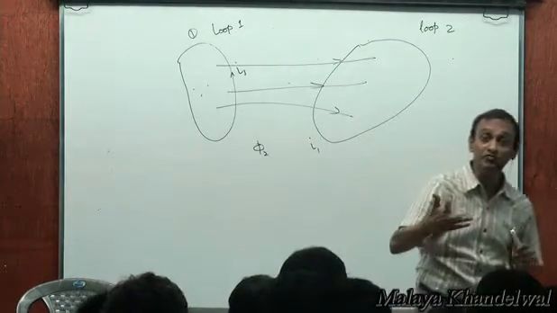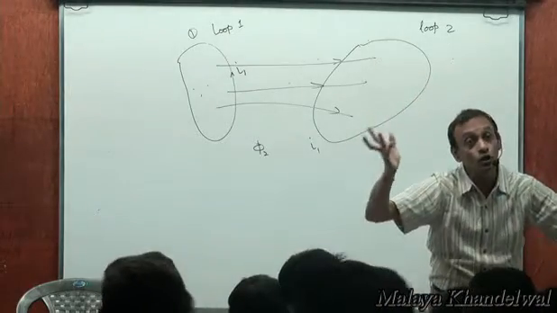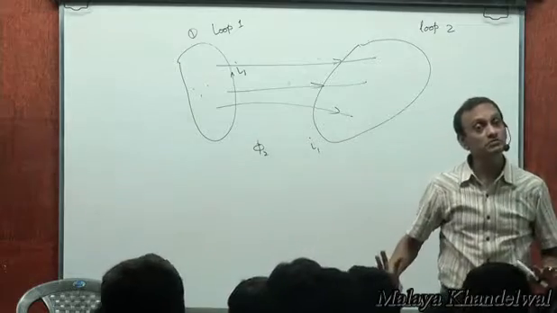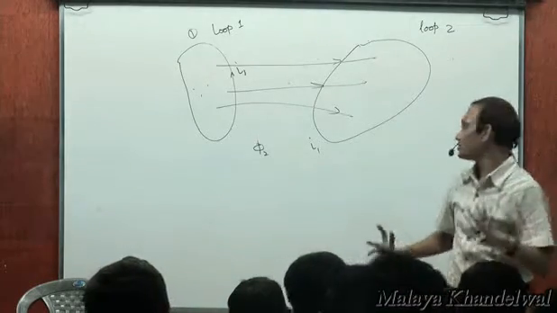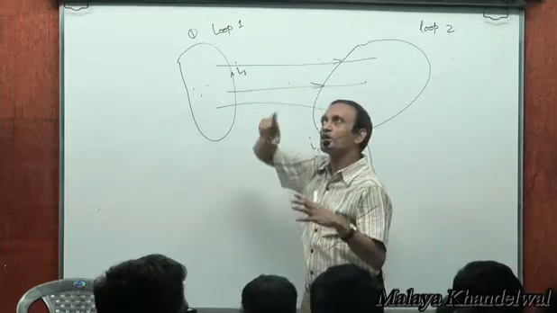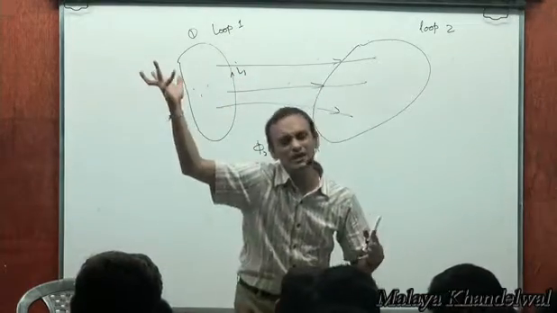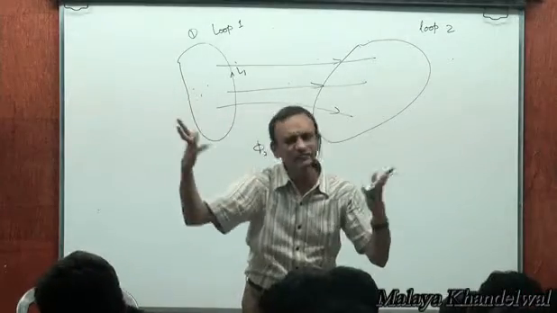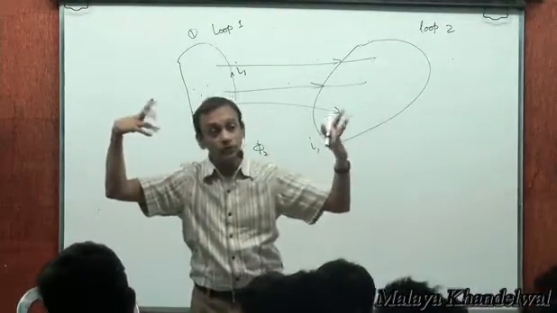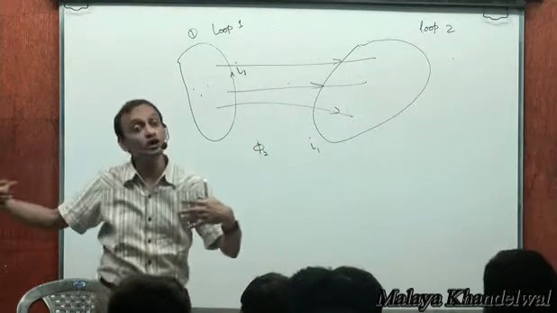If you double the current in 1, then the magnetic field at every point in the surroundings will get doubled, and therefore the flux associated with loop 2 will also get doubled. Do you understand? I am saying that if I double this current I, then by the Biot-Savart law, mu naught by 4 pi I dl cross R by R cube, the B gets doubled at every point. So if the B at every point gets doubled, the flux associated with this loop will also get doubled. That means phi through loop 2 will be proportional to current through loop 1.